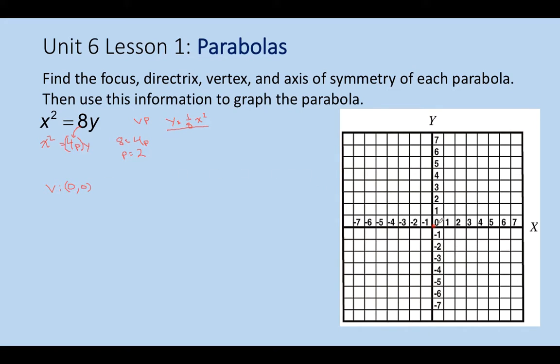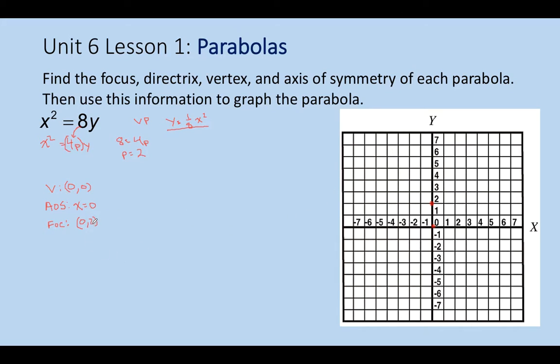Part of a list of things over here. And so the distance from the vertex to the focus is 2. Knowing that, the axis of symmetry is the y-axis. So let's write that down. Axis of symmetry is x equals 0, the y-axis. The focus is 2 away, so it's going to be up 2. So let's say the focus is at 0, 2.